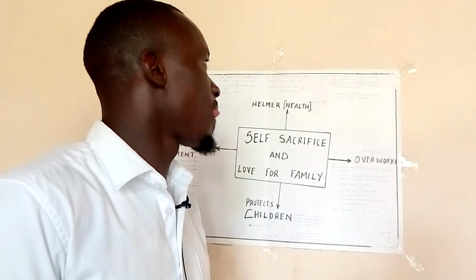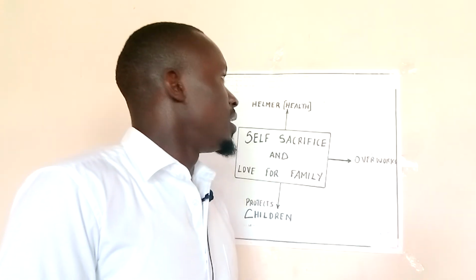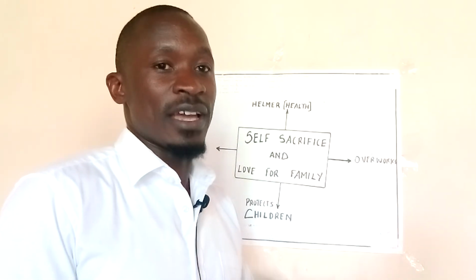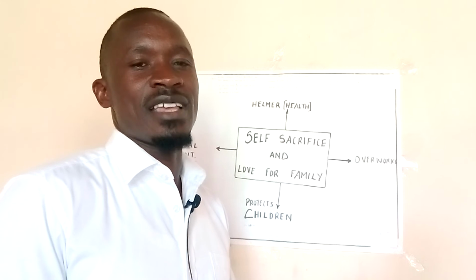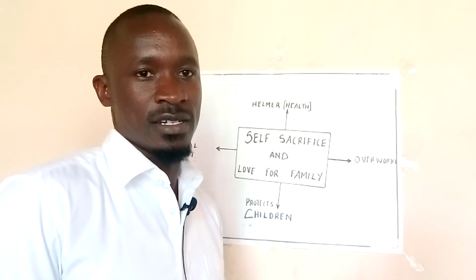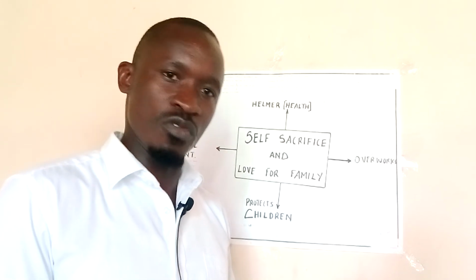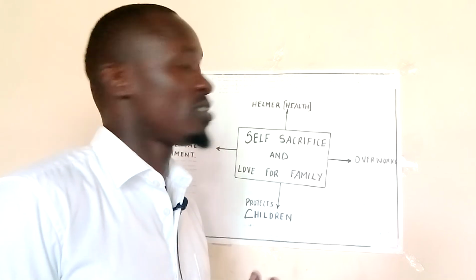And on page 20, Nora reveals that she does not tell the truth to Helmer because he is a self-opinionated man who wouldn't accept that a woman has sacrificed on his behalf.